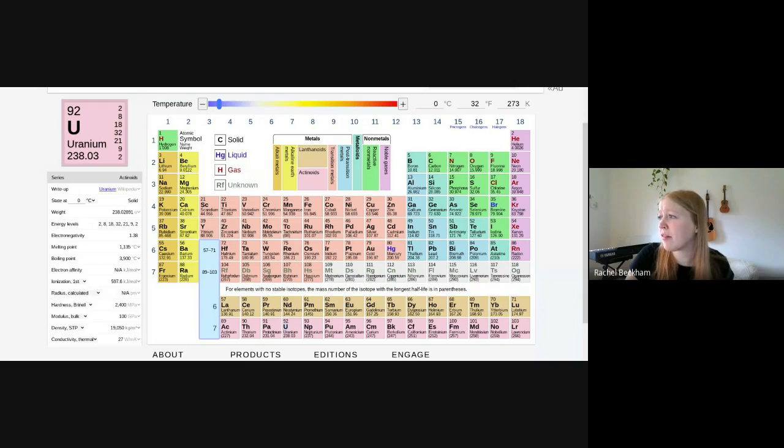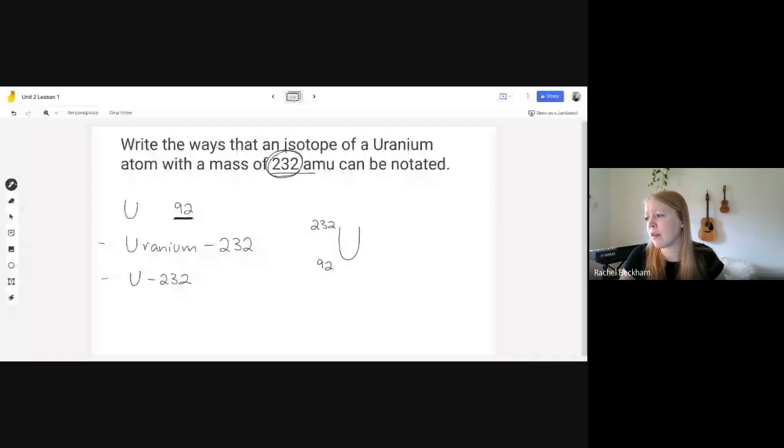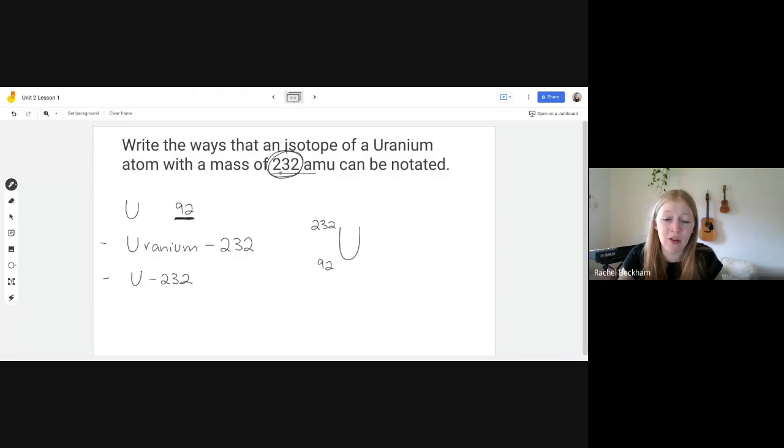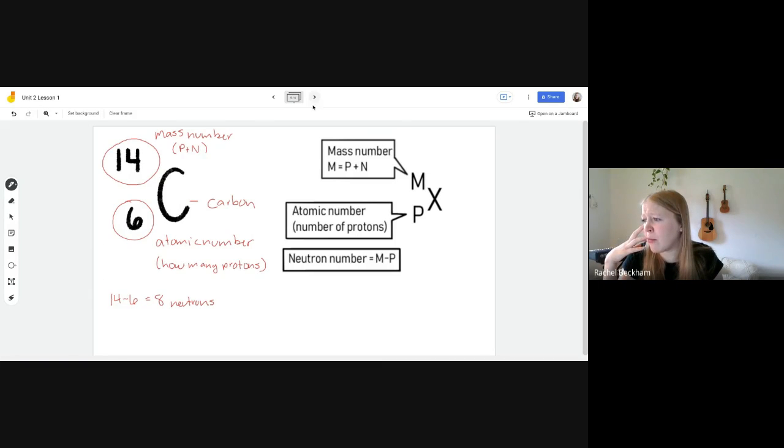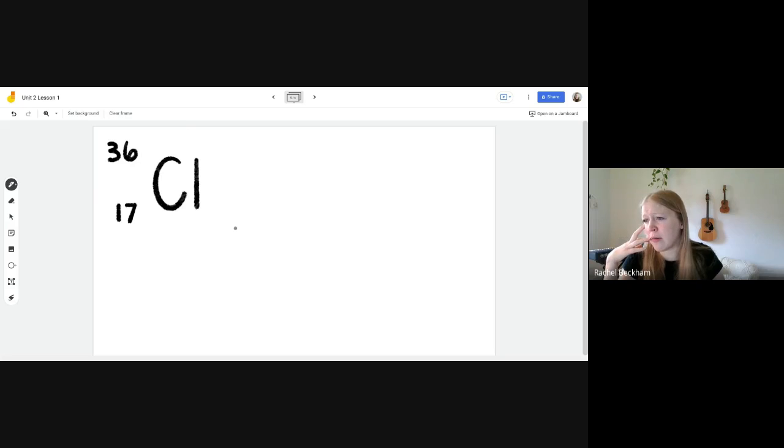But the mass number is specific to that element. And so ours is 232, even though the overall average is 238. So we have one more example here. I just wanted to break down what information this is. What can we glean from this?